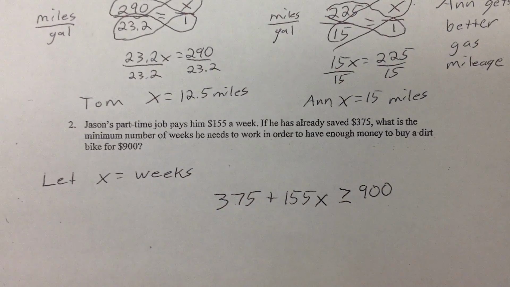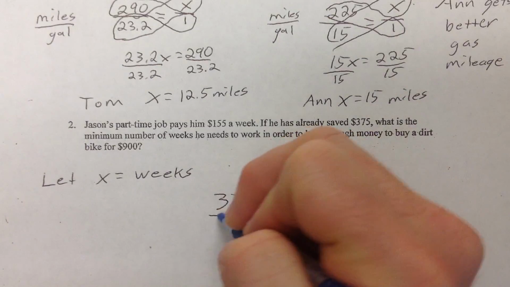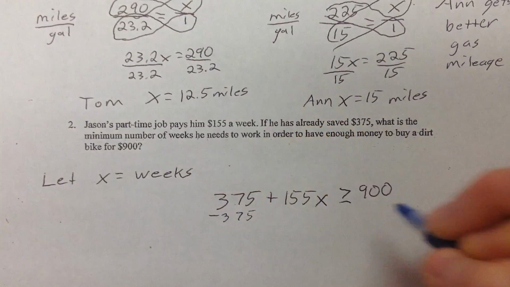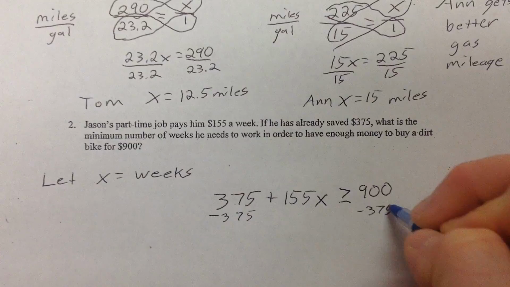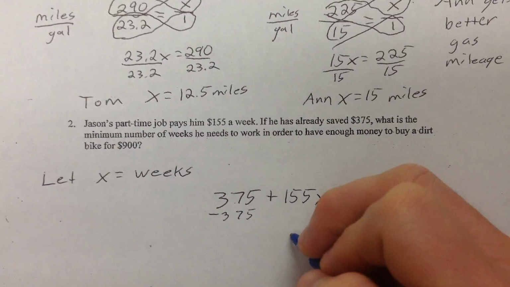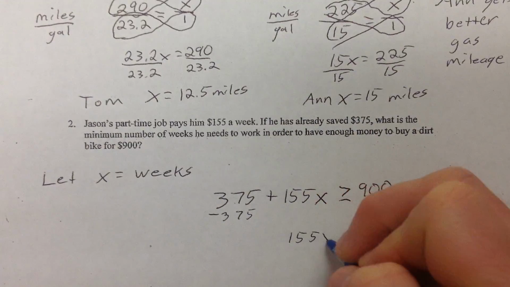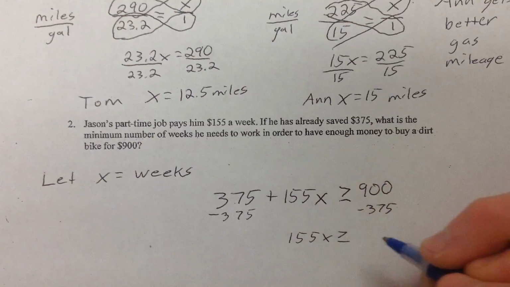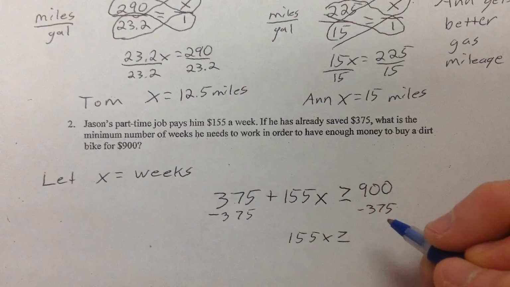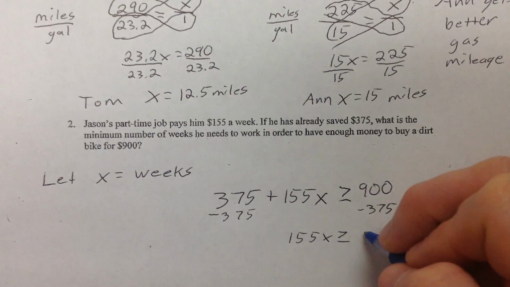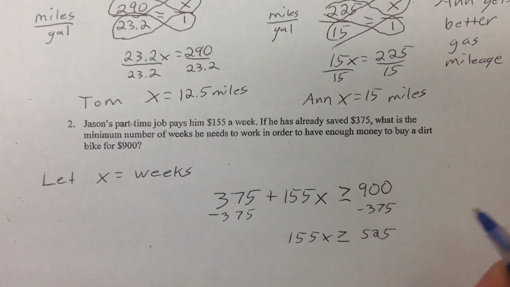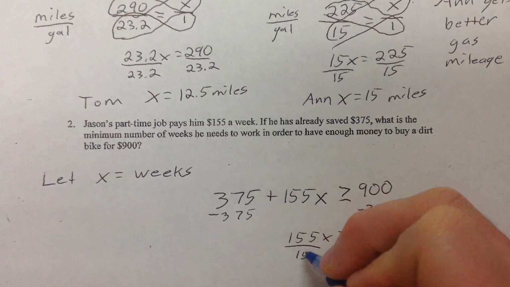All right, so we're in a place now where we can start solving. Minus 375, minus 375. So we get 155x is greater than or equal to 525. Divide both sides by 155.